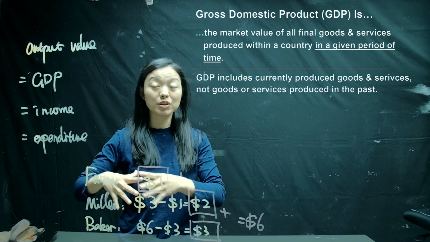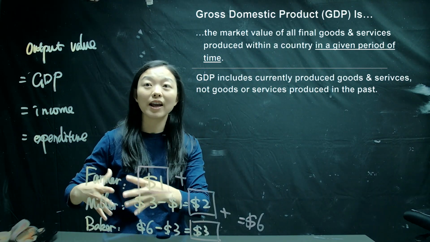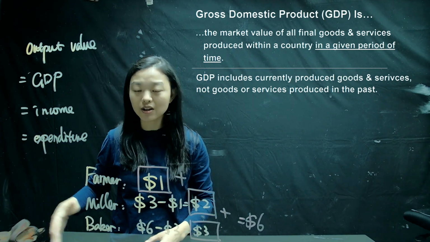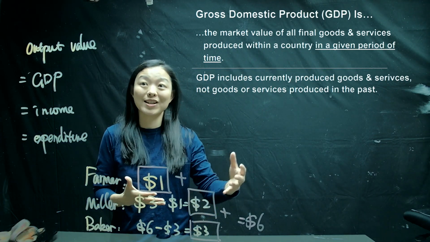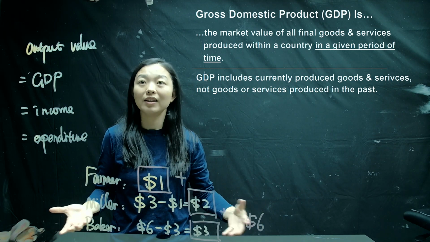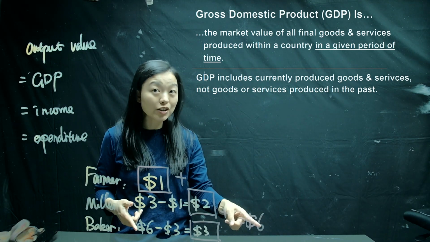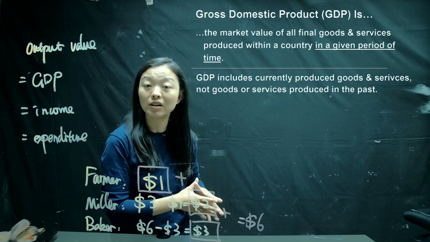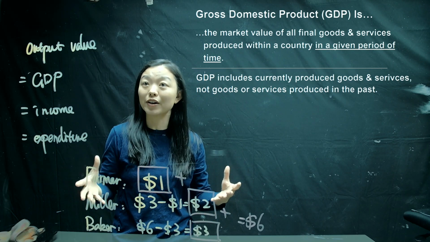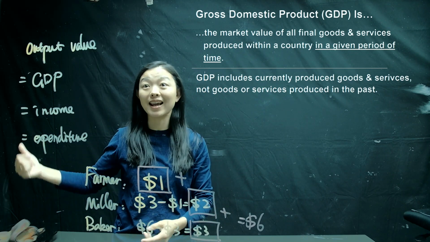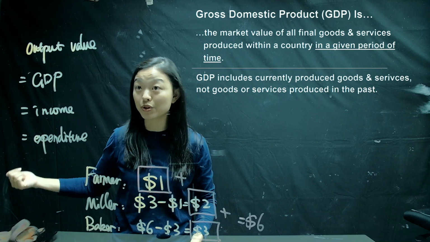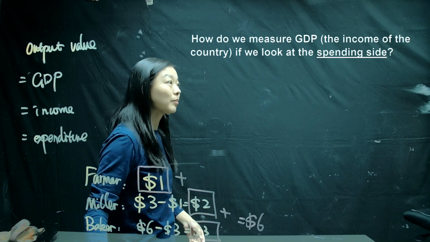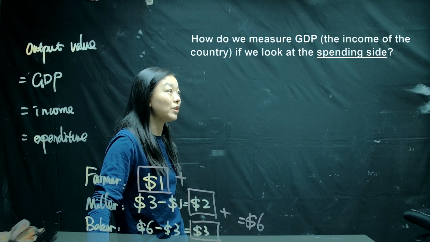Because those goods produced in the past are already included in the past GDP. For example, if I bought a second-hand car, a used car, the money that I spent on that used car cannot be counted in this year's GDP, because that car's value has already been counted in the year that it was produced. Okay? So how do we measure GDP?